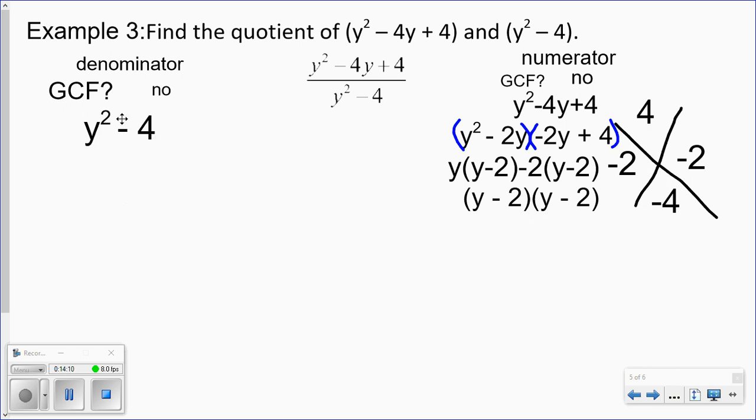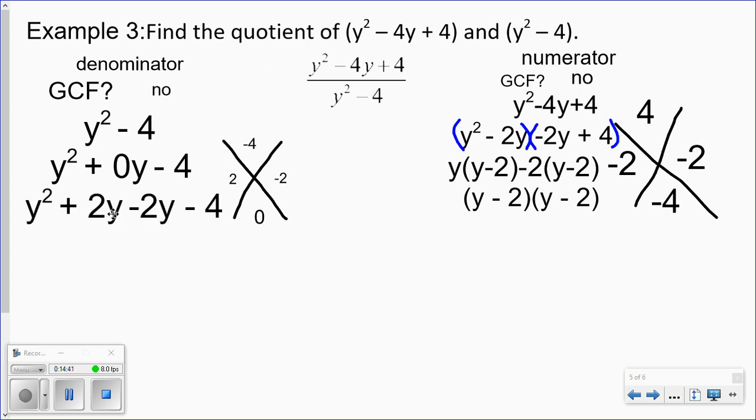So this one, you're missing your middle term, your b term, so you can fill in a 0y in the middle, and then you can go ahead and fill it in. So you could do your magic X. So I'm going to do a, which is 1 times c, negative 4. 1 times negative 4 gives you negative 4, and b is 0. So I need something that multiplies up to negative 4 but adds to 0. Well, that would be 2 and negative 2. That multiply up to negative 4 but add to 0. So I replace my middle term with a positive 2y and a negative 2y. And now I just go ahead and group like I normally would.